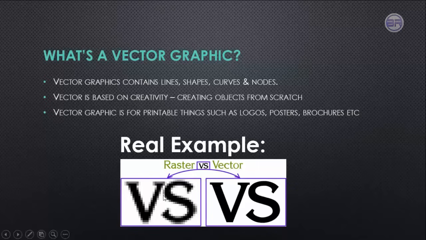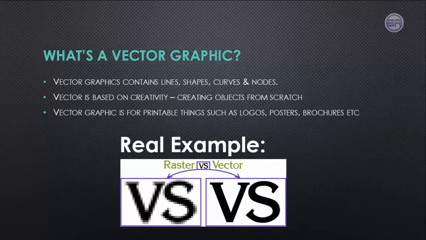You can see the real example here, raster versus vector. This is the raster graphic picture and this is the vector. The vector is always clear and whatever size it has, it will be of the same quality. But at the same time, if you create a picture as a raster graphic, so that will actually lose its quality when it is zoomed or it is shrinked.